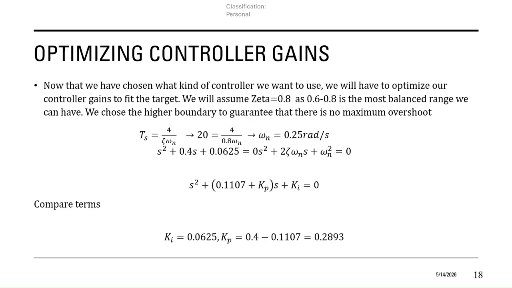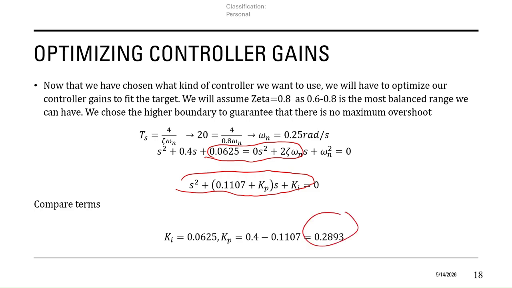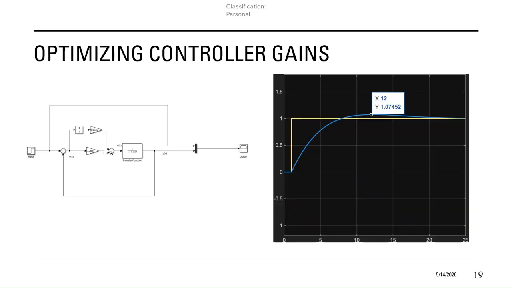Plugging these values into the characteristic equation and then comparing the terms with the characteristic equation with the gains, I get Ki is equal to 0.0625 and Kp is equal to 0.2893. Now, I can represent this in MATLAB and you can also see here that the maximum overshoot is 1.07 minus 1, which equals 0.07, which is 7%. And I know that the steady state error is equal to 0.